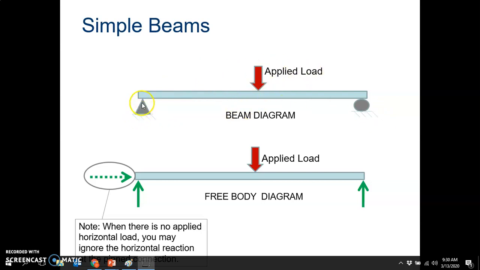So the triangle actually represents a pin connection like we did in the last video. A pin connection resists horizontal and vertical, but it does not resist moments. And this is a roller. A roller does not resist horizontal or rotational, it only resists vertical. So you'll see the triangle and the circle a lot. Also note that if there is no horizontal load, we can actually ignore them. That'll be in a lot of scenarios.